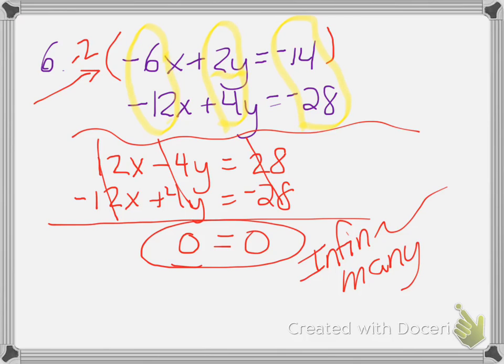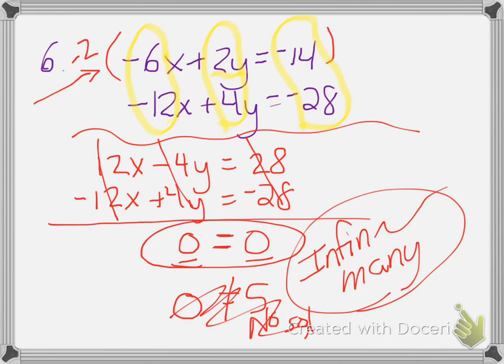If you would have, let's say, come down and this would have been 0 and this would have been something like 5, then that kind of problem would be no solution. So that would mean that they never crossed. But since both sides were exactly the same and it made a true statement, like 5 equals 5 or 10 equals 10, then you know that they're lines sitting on top of each other, and that the answer is infinitely many. So that's number 6.